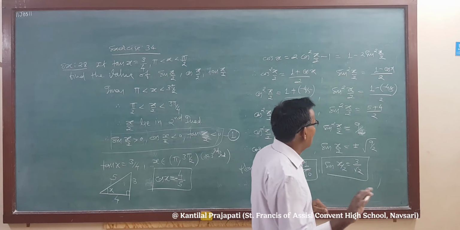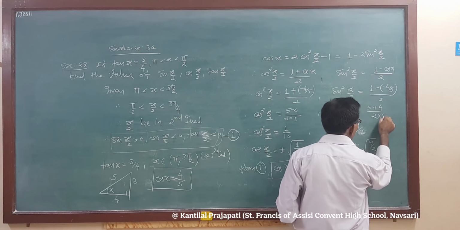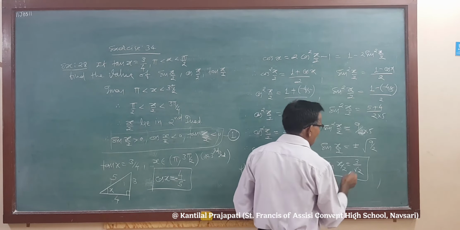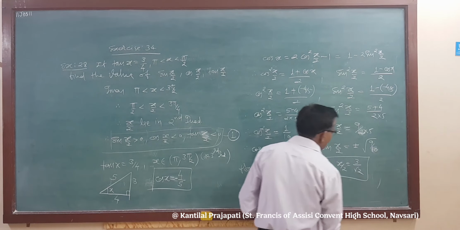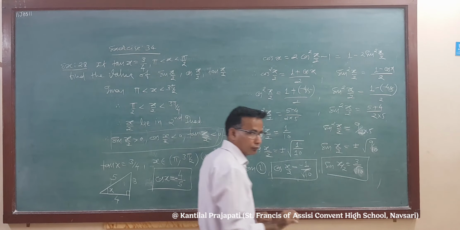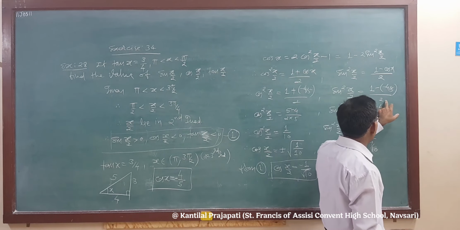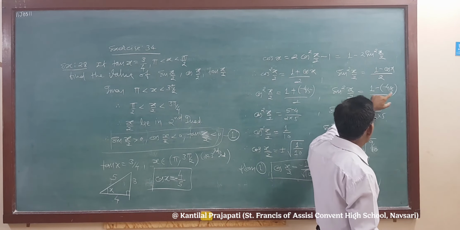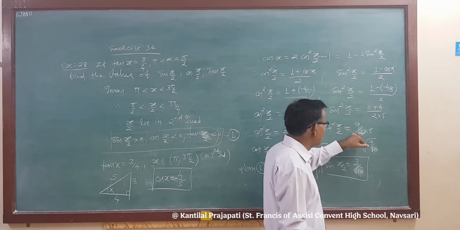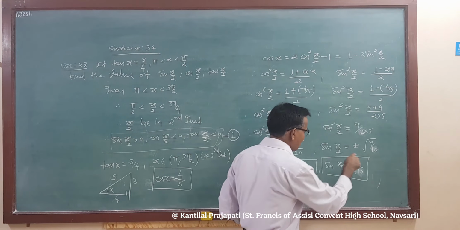Sorry, here we have to change, I have made a mistake here. 2 into 5, the 5 is not written. Right, here 2 into 5. And therefore it is 9 by 10, then this will be 3 by root 10. Everything else is the same but the 5 is not written here. So change here to 5 plus 4 over 2 into 5, that is 9 upon 2 into 5, and therefore it is root of 9 by 10.